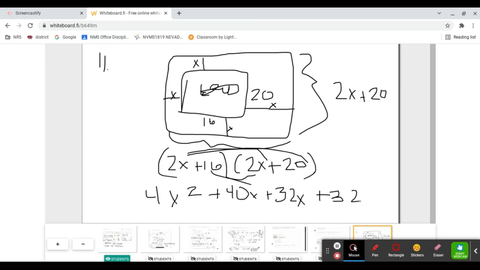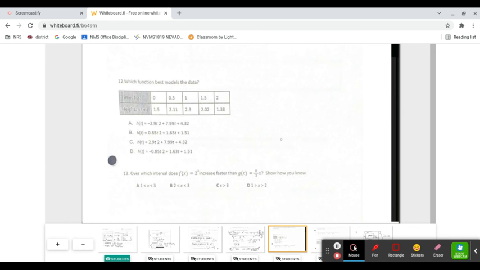The only other thing you have to do is combine your like terms. These two can be combined. So your answer is 4X squared plus 72X plus 320. That's your answer for number 11. I'm going to move on. I'm sorry I'm going very quickly, but I don't know how much time they let me record on this app.